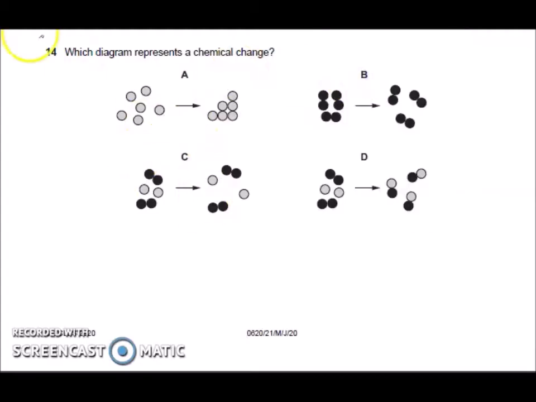Okay, next number 14. Which diagram represents a chemical change? It must have a change. This one is more like freezing. A chemical change must involve changes in the molecules. Not A, not B. C also not. As for D, if you look at it, after the reaction it is combined. It's very different compared to the previous one. So your answer for 14 is D.